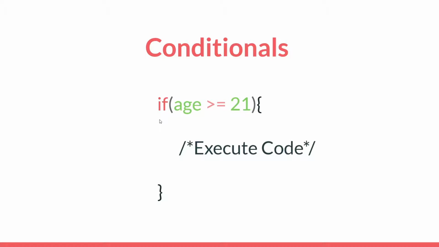Okay. So here's an example that you might use for a bar, for example. You can't go into the bar unless you're greater than or equal to 21 years old. So if age is greater than or equal to 21, execute the code inside of these curly brackets here. So that's the basic syntax. Let's take a look at that in the IDE.